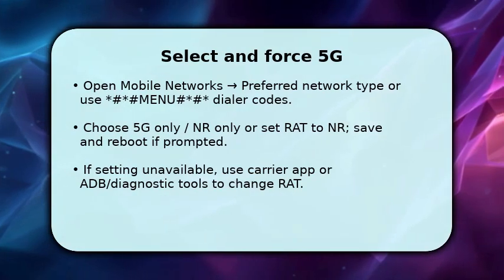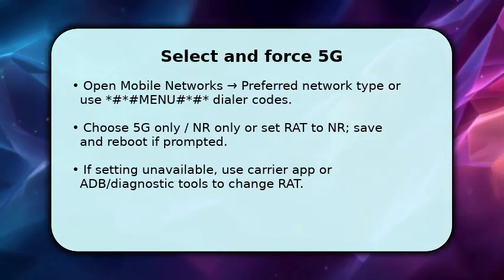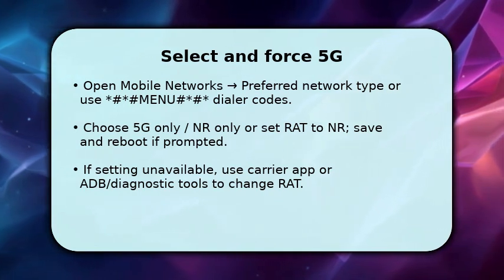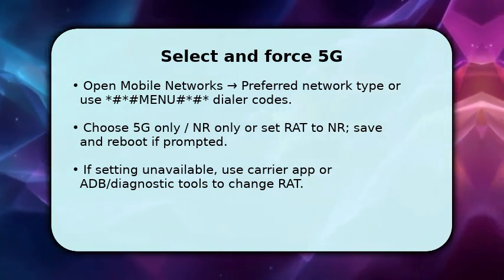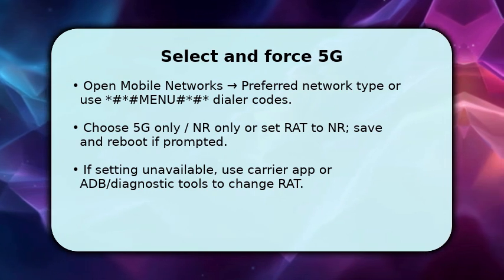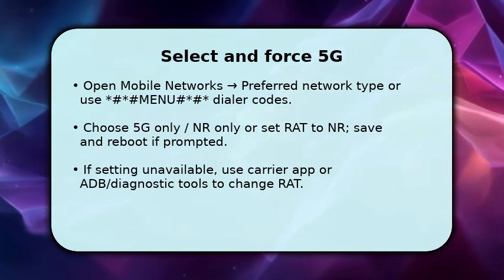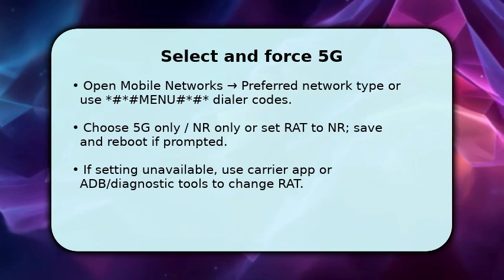Now you'll change the radio access technology to 5G only. In Settings, go to Mobile Networks, Preferred Network Type, and pick 5G only or NR only. On some phones, use a diagnostic dialer code or developer options to set RAT to NR.